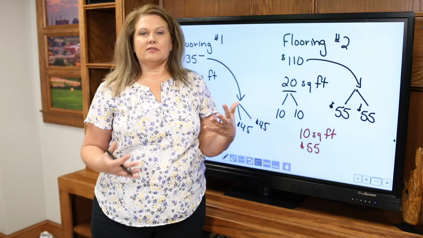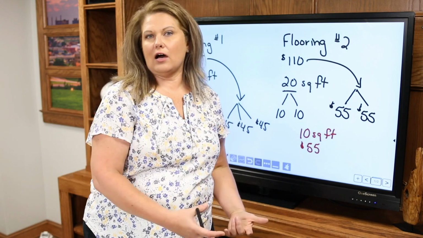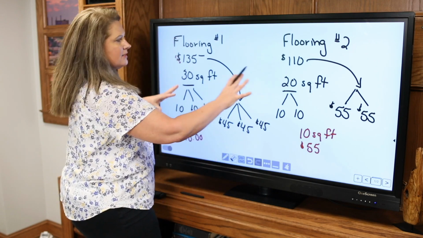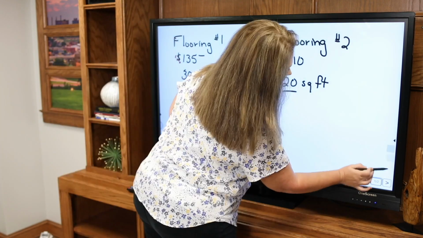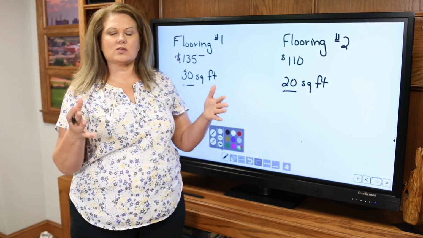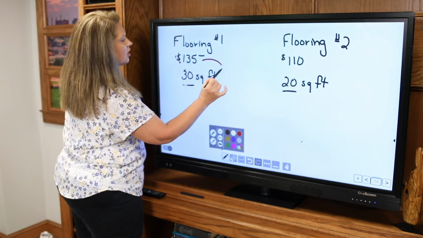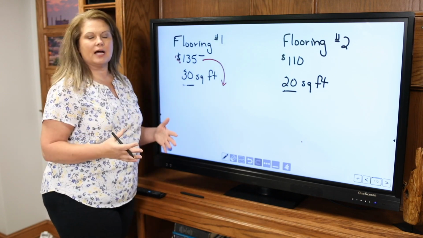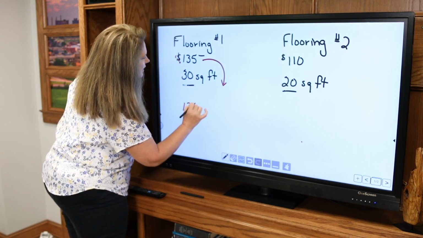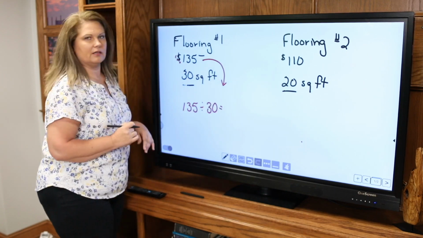Well, what if I couldn't do that? That's a little awkward. Maybe we need to take it all the way down to unit rate. How do we do that? So let me erase my work here. And I need to take this all the way down to 1 square foot. How do I do that? So what you're going to do is take your cost and divide it by the number of square feet. If you're using a calculator, you're going to put it into your calculator looking like this.